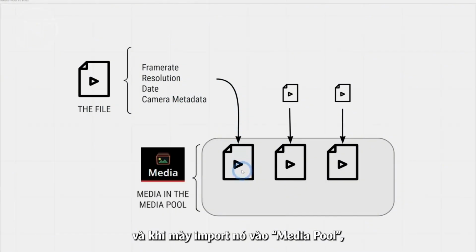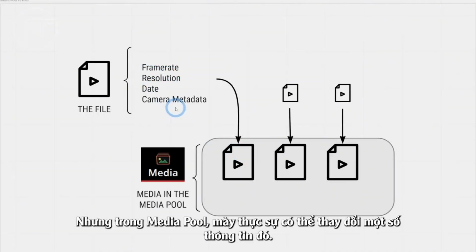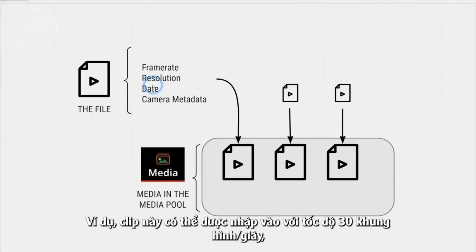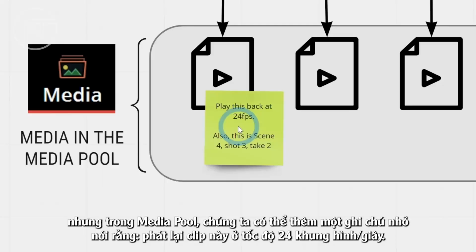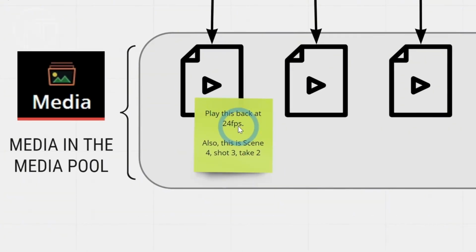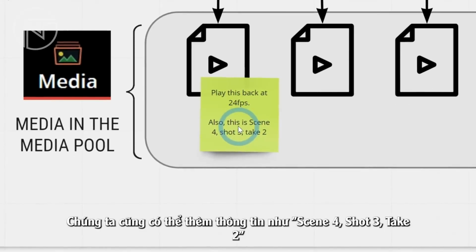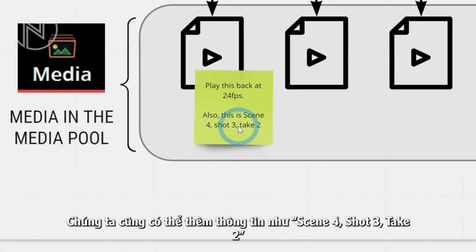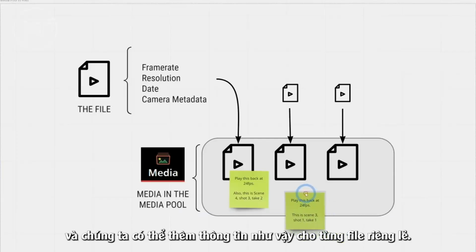And when you import it into the media pool, all of that information comes in, and Resolve treats each clip by default however it comes in. But in the media pool, you can actually change some of that information. For instance, this might come in at 30 frames a second, but in the media pool, we can add a little note that says, play this back at 24 frames a second. We can also add information like, this is scene 4, shot 3, take 2. And we can add information like this for each individual file.